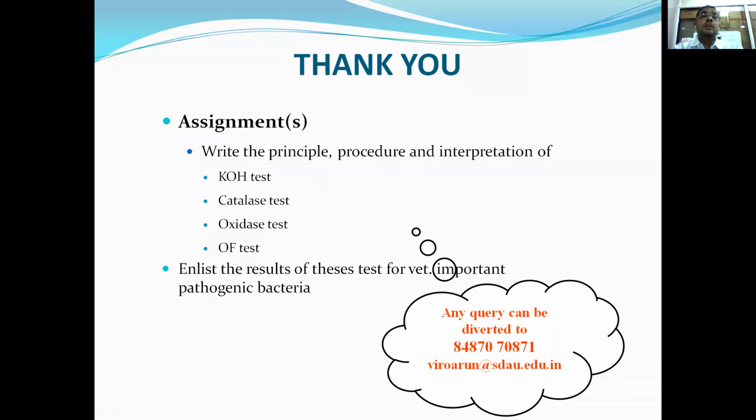But the most important assignment you have to complete is to analyze the results of these tests for veterinary important pathogenic bacteria. You have to prepare a table: if KOH was positive, then this organism; if KOH was negative, then this organism. Catalase positive, this organism; negative, this organism. For oxidase also you have to prepare it, and for OF a bigger table will form because there are a number of combinations along with other tests. With that table you can say what type of bacteria, or what genus of bacteria, you can identify by performing these four tests.